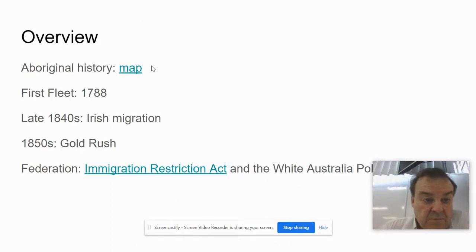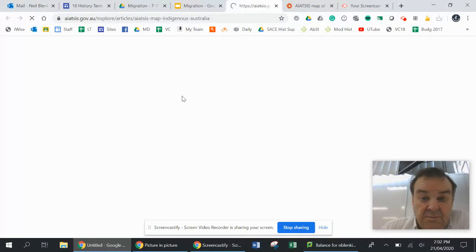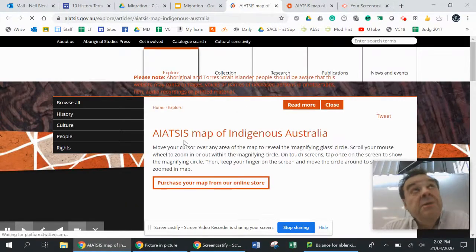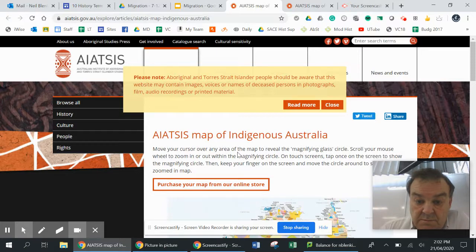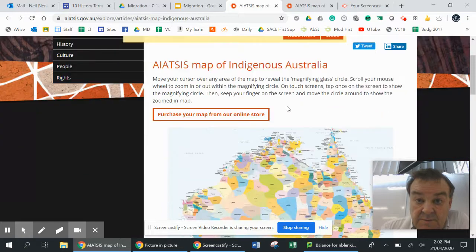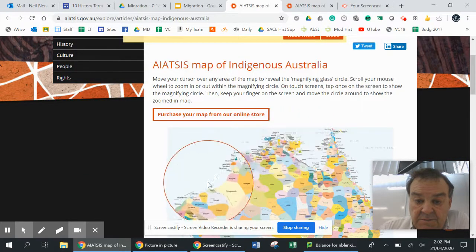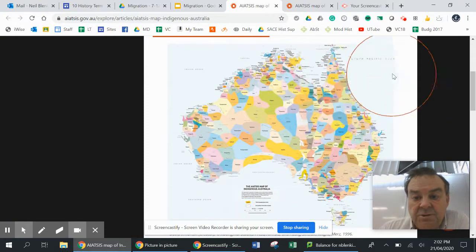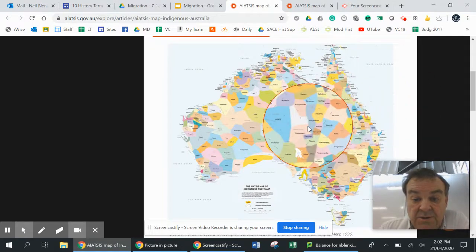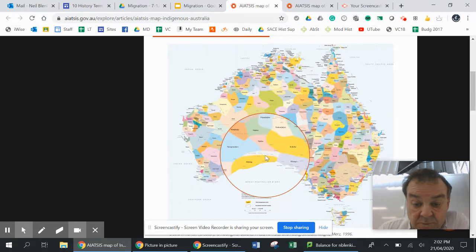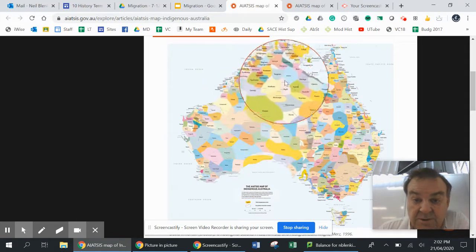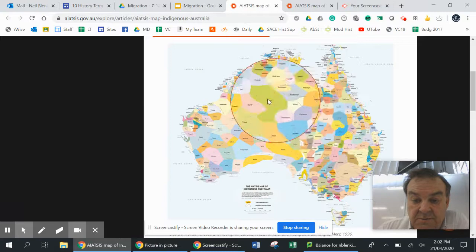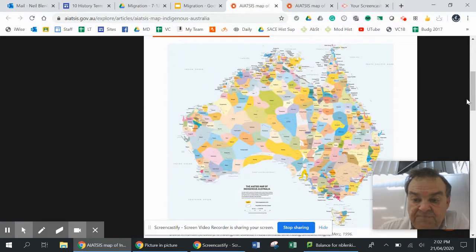Now, you've probably seen this map. It's up on the wall in S2, and for those of you who can't remember the map, I just want to show you this. This is Aboriginal Australia before white fellas turned up. This is quite a useful map. You can zoom in closer to see the names of the Aboriginal language groups.